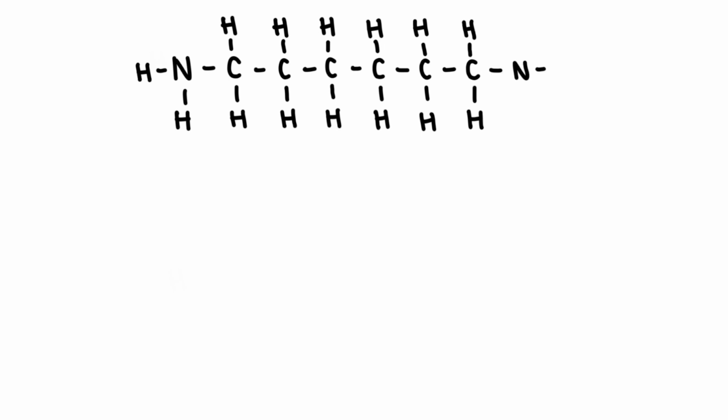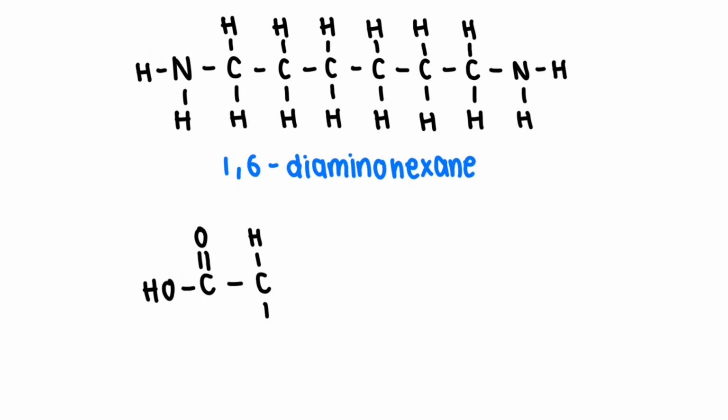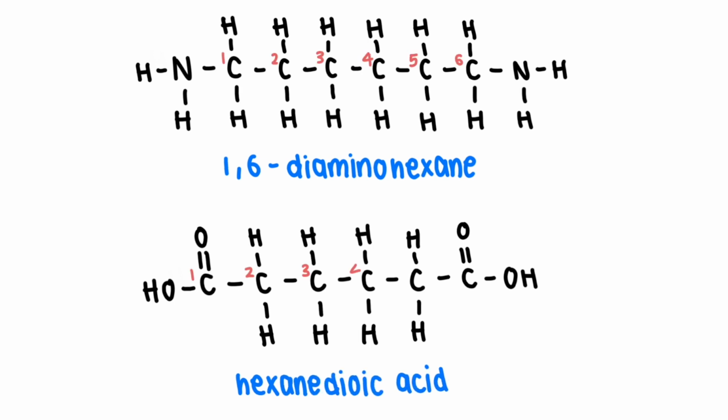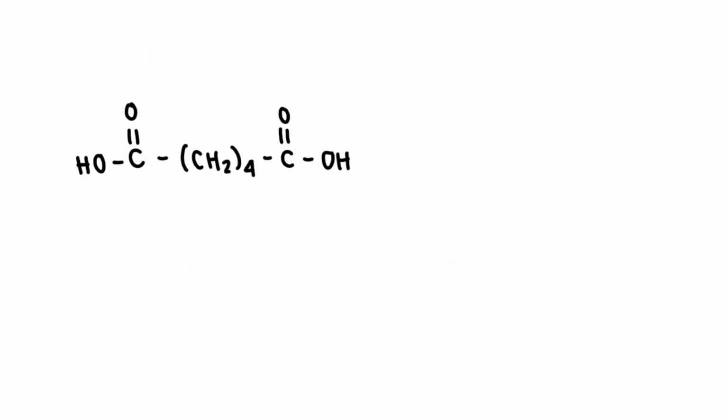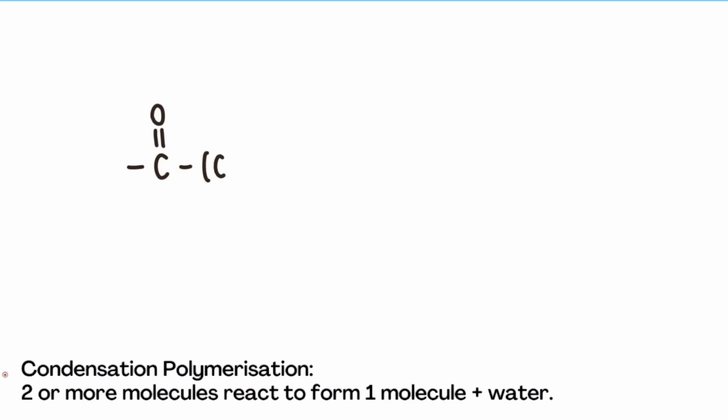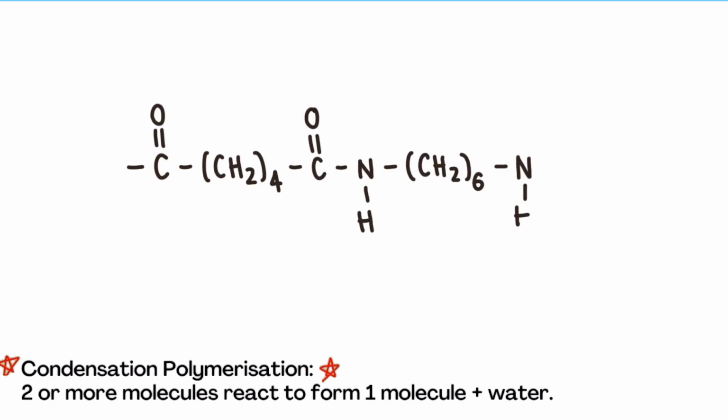Its monomers are 1,6-diaminohexane and hexane dioic acid. The numbers used in nylon 6,6 refers to the number of carbon atoms in each of their monomers, with each monomer containing 6 carbon atoms. When these two monomers polymerize, the amine and acid groups combine and water is released. An amide link is formed, and this process is known as condensation polymerization.